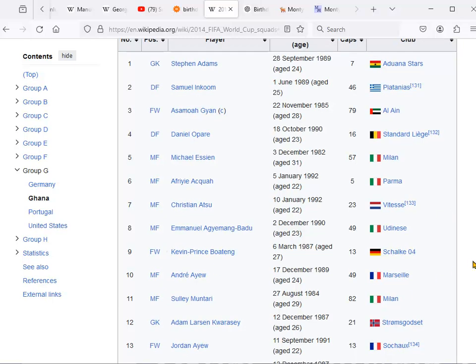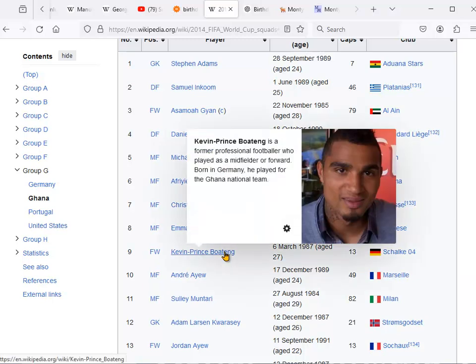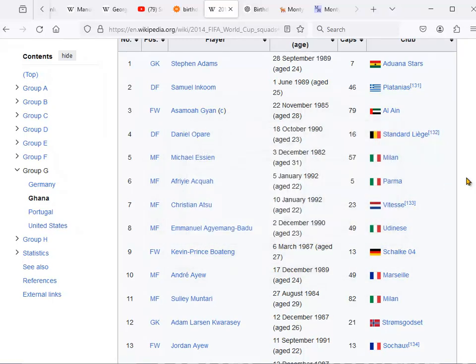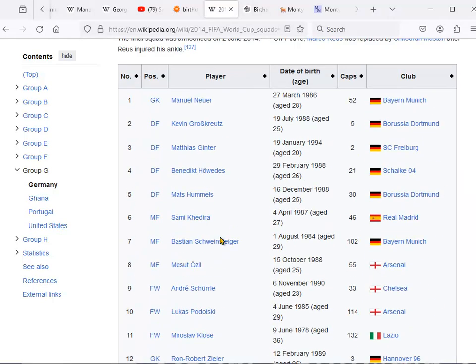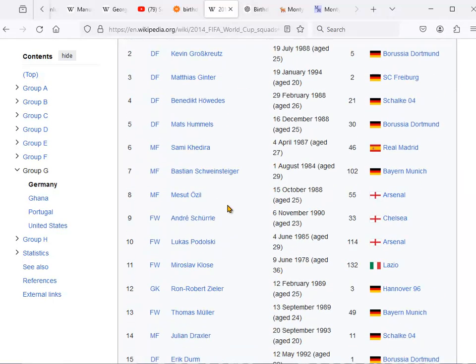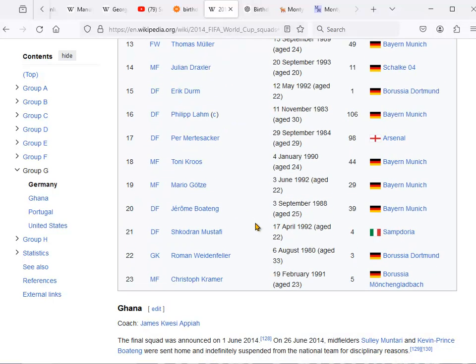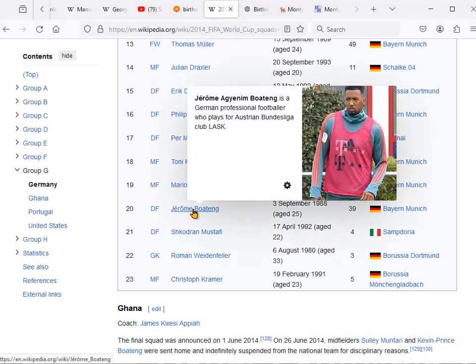There are no 2 players that share a birthday. I just had to think here because this name caught my attention: Kevin Prince Boateng. Notice he played for Ghana. Now you go back to Germany and look at this guy. Where'd he go? There he is, Jerome Boateng. Plays for Germany. Those 2 are actually brothers.